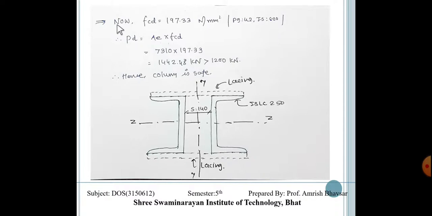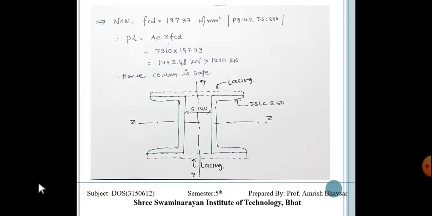Now, dear student, whenever we are going to design, we must sketch the section. It is very much useful for us. Now here these are 2 channels, ISLC 250 back to back with spacing 140 mm. This is the centroidal axis, and this dotted line gives us the lacing. What is the lacing? Whenever you have visited the railway station, there are laced columns there. It is an inclined strip of steel plate connected with the column in a zigzag way. That is seen by you, but now you can Google it.